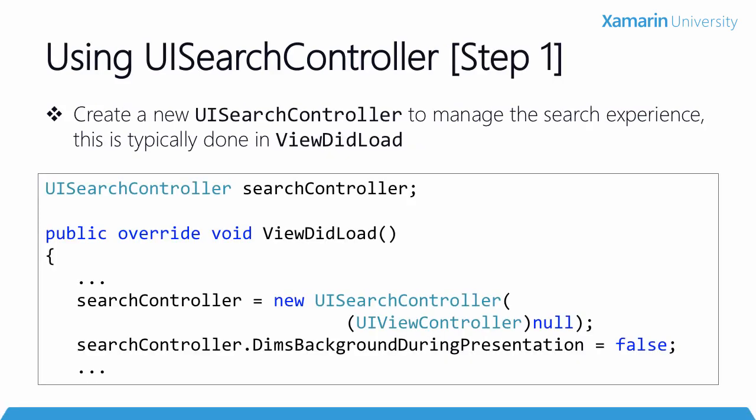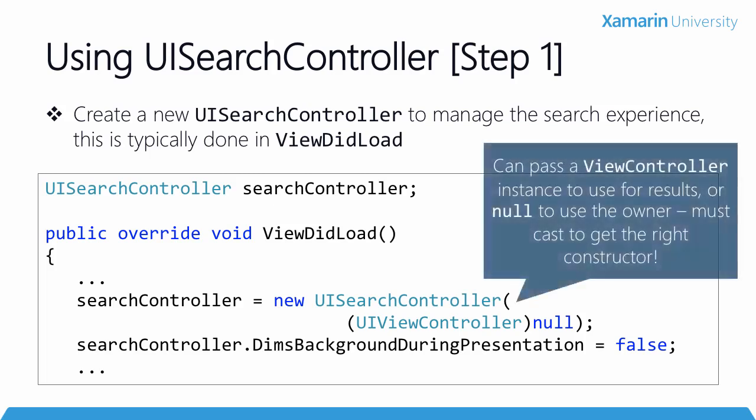The first step is to create the UI Search Controller itself. We don't have designer support at this point, so instead we're going to create an instance of the controller in code, typically in our viewDidLoad method, and save it off in a field. When creating the search controller, you can either pass a separate search results controller, this would be the table view that you'd like to actually display the results in, or if the owner is already a table view, then you can pass null to use the table view controller owner itself.